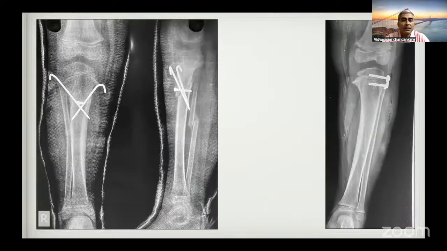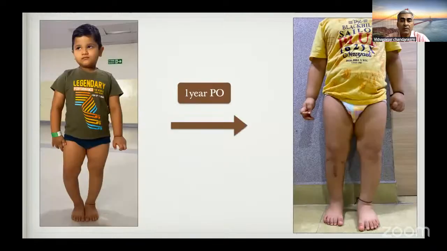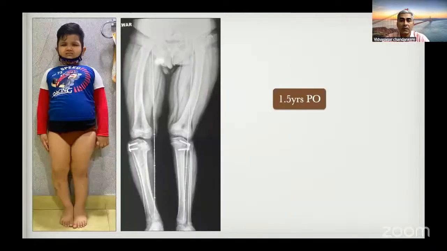So that were the lines. What I did was a right side classic RAPS osteotomy, and on the left side I did a growth modulation at the same time. This is 1 year post-op, corrected well, but later on started recurring. So again, I had to put in a screw there on the right side. This is after 1.5 years.